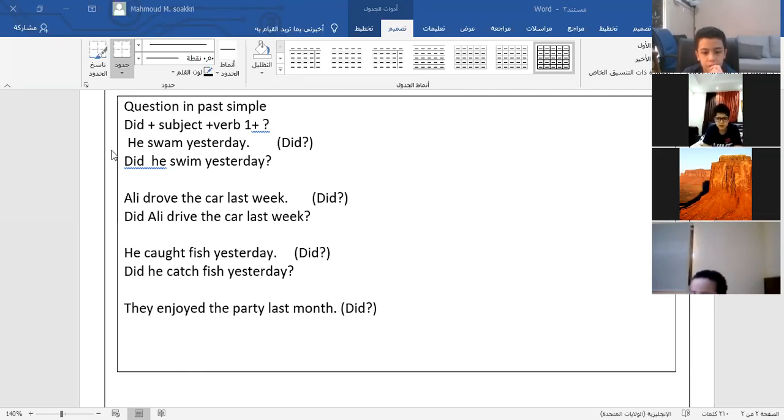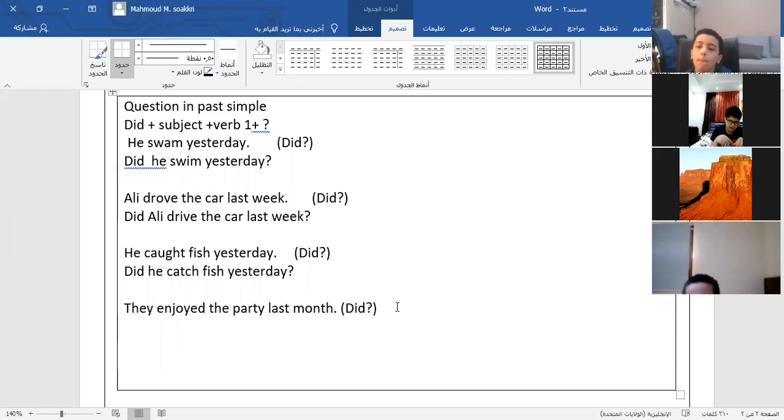Look at the examples. He swam yesterday. Did he swim yesterday? Ali drove the car last week. Did Ali drive the car last week? He caught fish yesterday. Did he catch a fish yesterday? Remember, Yasin Khalid, that we use verb one with did. Okay? Now your sentence: they enjoyed the party last month. Enjoyed means they liked it. They entertained themselves. They loved the party last month. Now we want to use did. What should we write first? We should write did. Yes, after did, they.